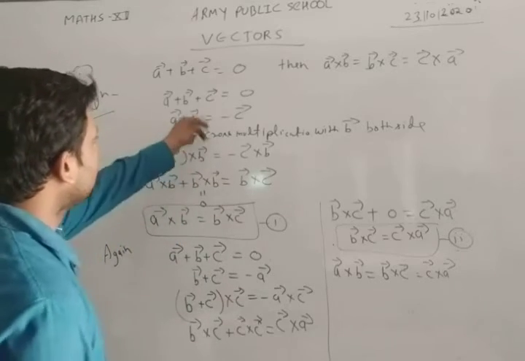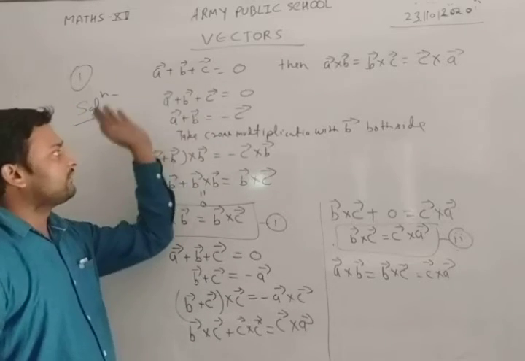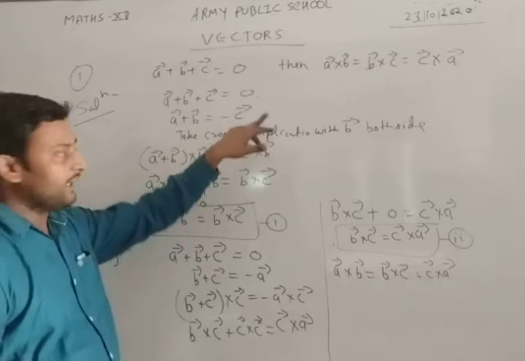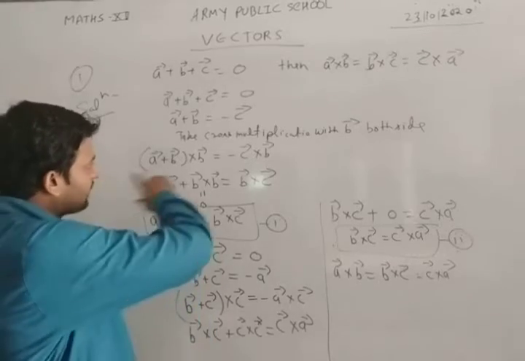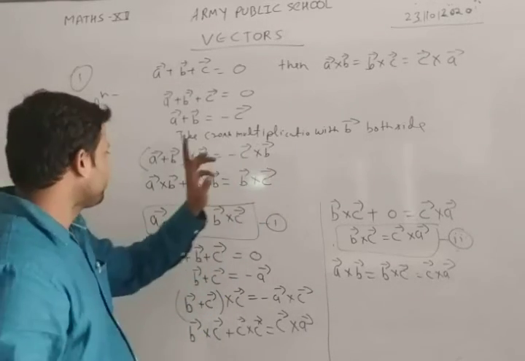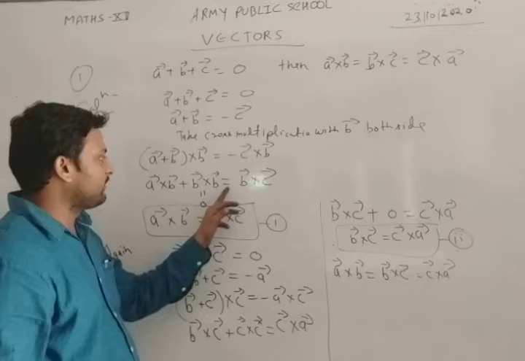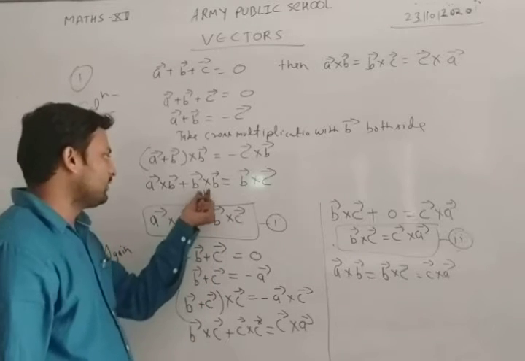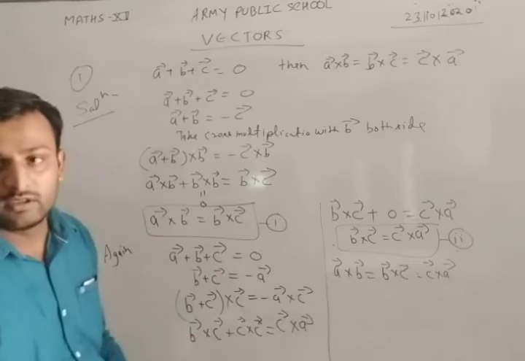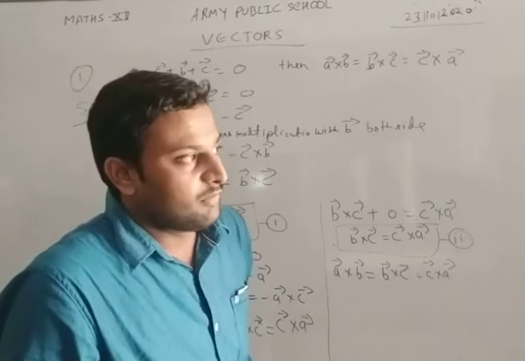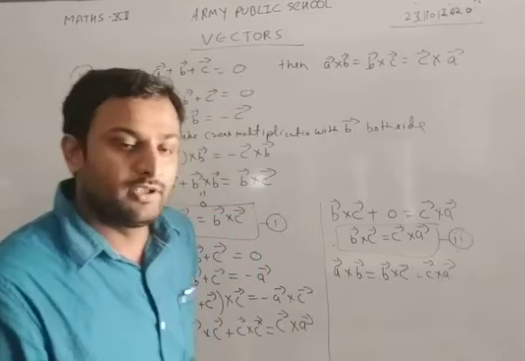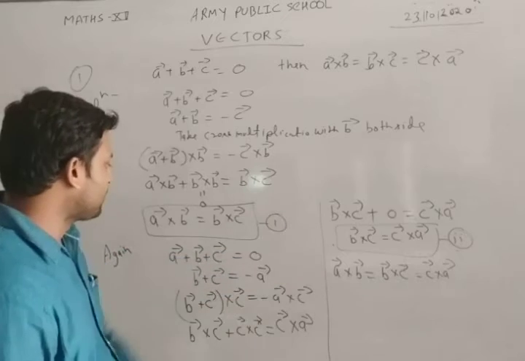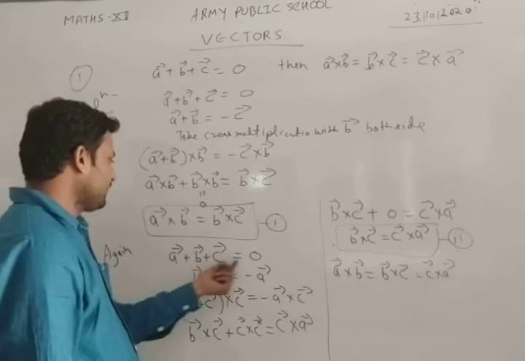So first we will take this term and send the vector c on the right hand side. It will be minus c. Now cross multiplication of b to both sides. We get a cross b plus b cross b is equal to b cross c. Now this term will be 0. We know the property of cross product that if you are multiplying the same vector, we get 0. So we write here 0. a cross b is equal to b cross c. This is equation first.